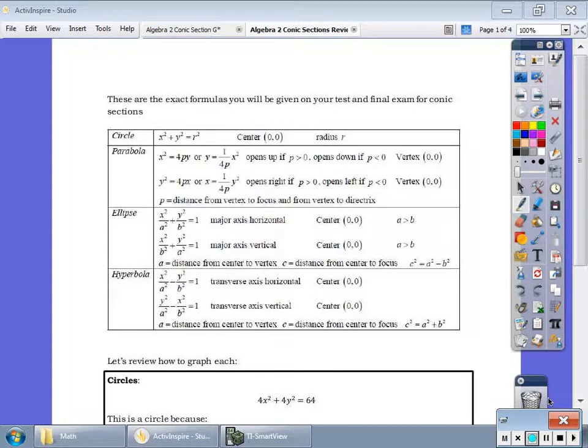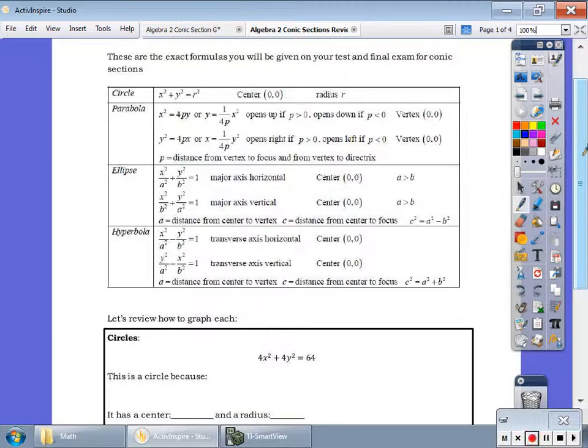What we're going to be doing today is reviewing conic sections. This is the exact formula sheet that you are going to be given on your quiz tomorrow and your final. It's not going to be anything else. You'll notice that for all of these, they don't give you formulas for things like the focus. So you got to know that stuff.